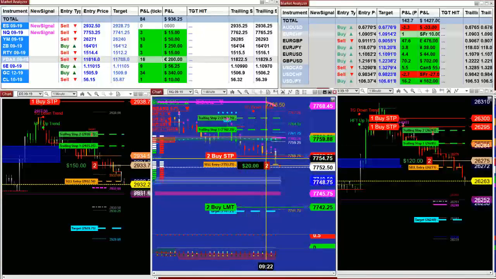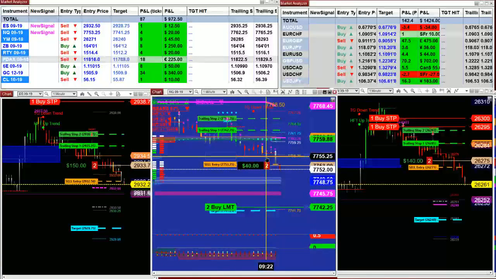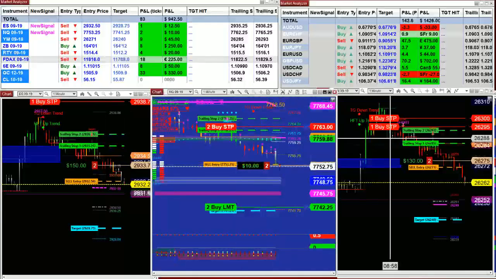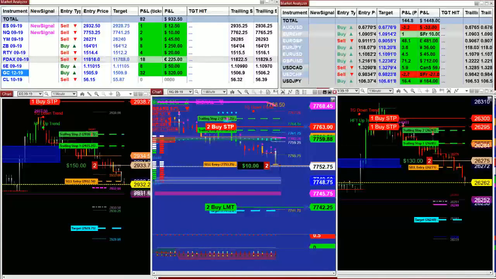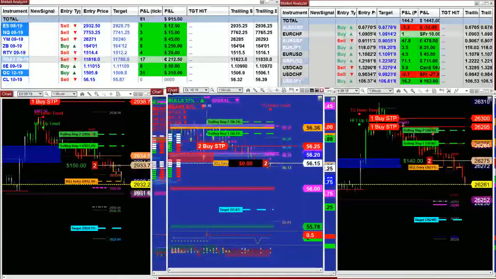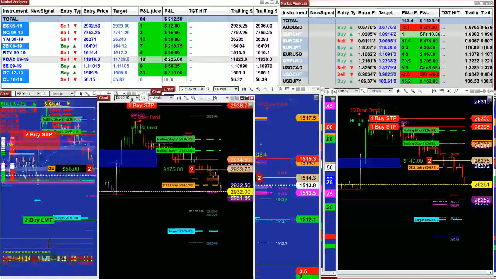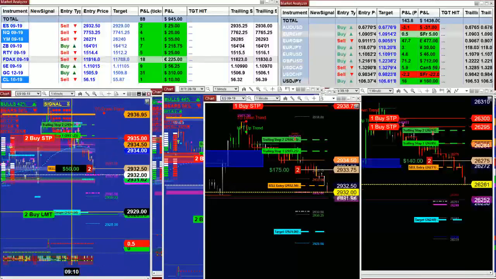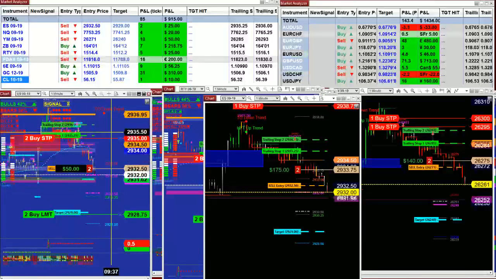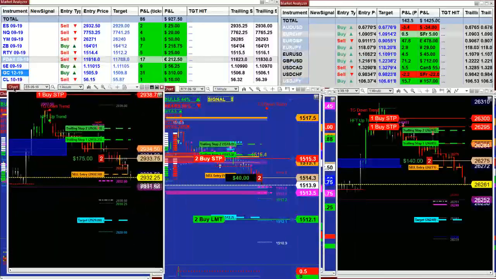And there we go, and we're going to go ahead and we are done with this one here, the Nasdaq, and then we are okay with the CL, and then we are okay with the Russell. And with the ES, the new signal is already there, the automated trade took a trade, and there we go.